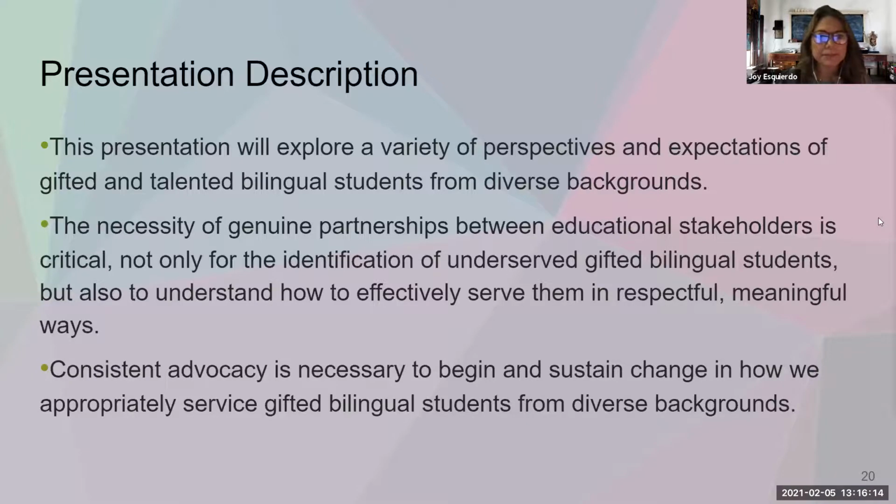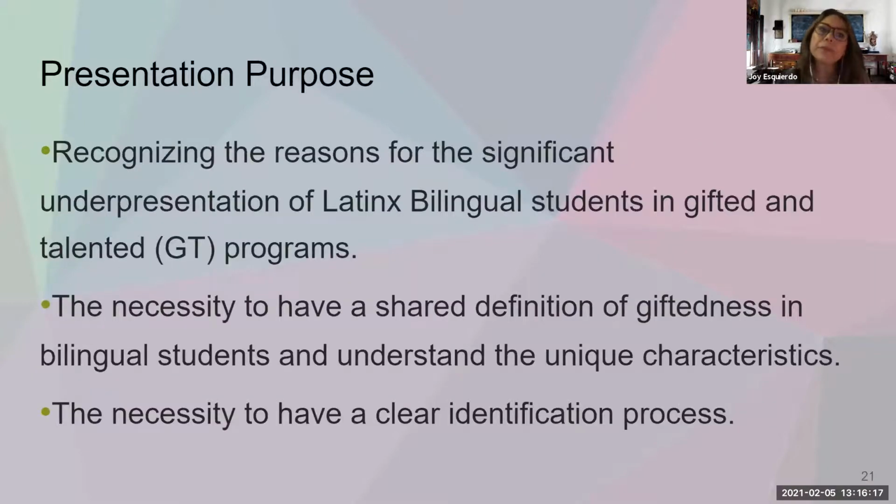Okay, next. And so the purpose here is really to begin to recognize and study the reasons for the significant underrepresentation of Latinx bilingual students in gifted and talented programs. So recognize them, analyze them, begin to break them down, and find different ways we can address those reasons. And the necessity to have a shared definition of giftedness for bilingual students specifically, and understand those unique characteristics.